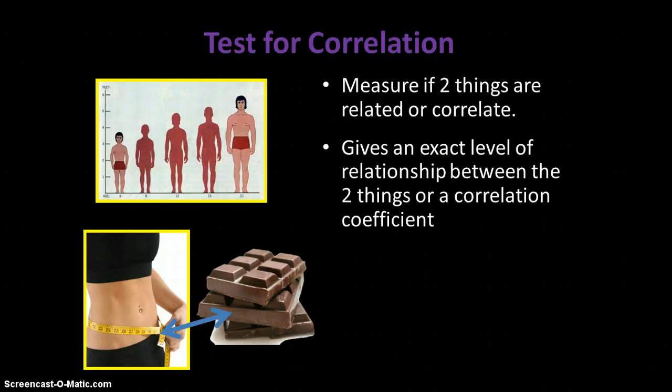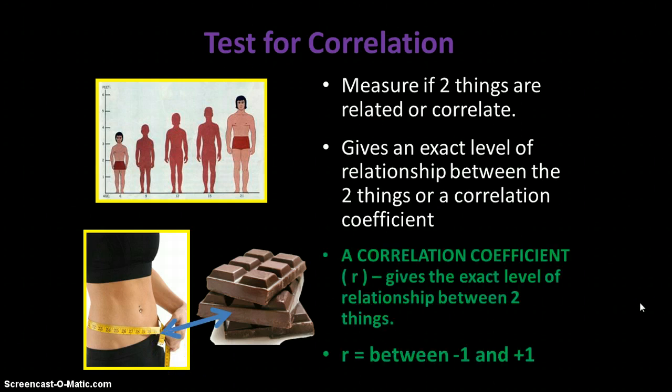So looking at correlations in a similar way, now correlations measure if two things are related or if they correlate, and it can give you an exact value, an exact relationship, a quantifiable relationship. So is there a correlation between eating chocolate and waist size, just as a silly example. Now a correlation coefficient is this R value here, gives the level of relationship, so the amount of a relationship that two sets of data have. The R value can be somewhere between -1 and +1, +1 being a positive correlation, -1 being a negative correlation.